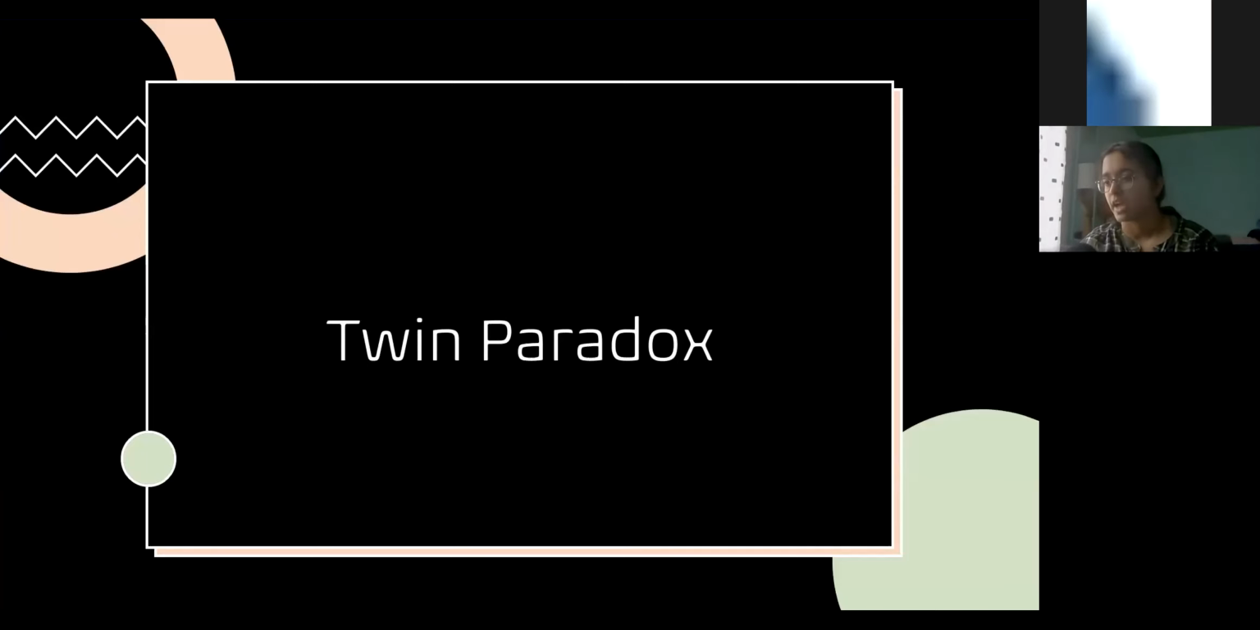The first one we're going to look at is the twin paradox. It's pretty famous, I'm sure lots of people have heard of it. But just to be clear, this isn't actually a paradox. There is a resolution, there is a correct answer. It's just a good example of where it's easy to get tripped up with special relativity.